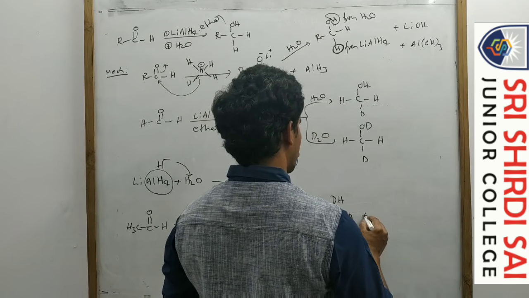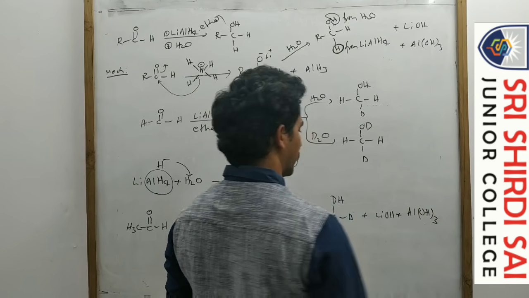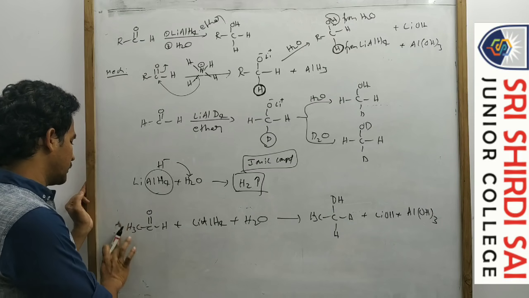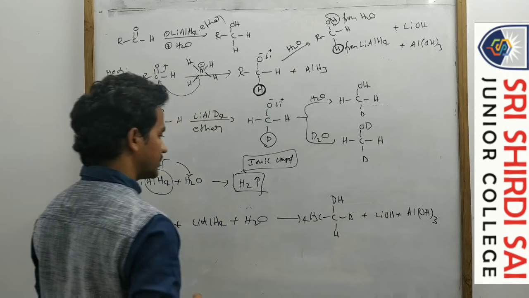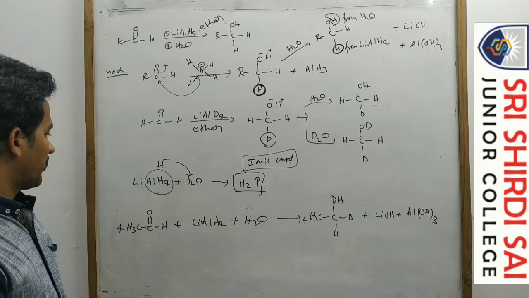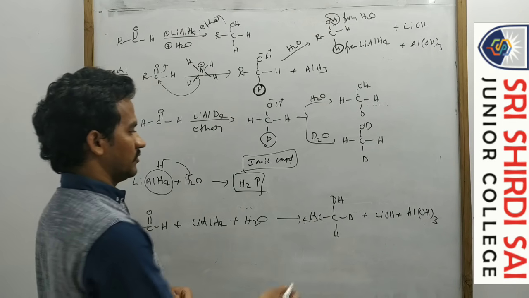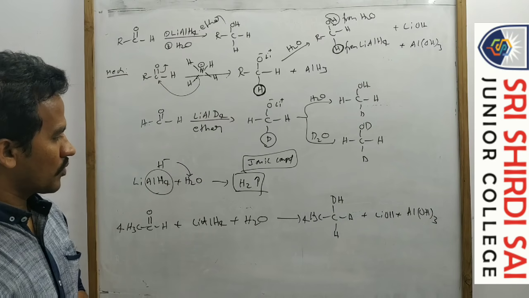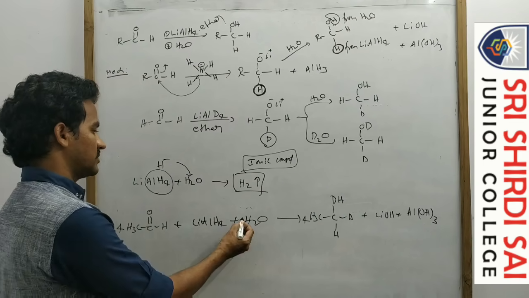Next, the side products are lithium hydroxide plus aluminum hydroxide. Actually here 4 moles, it is a balancing equation. Here 4 moles and here 4 moles. Now the number of oxygens: here 4 oxygens, here 3 oxygens, 7, and 8 oxygens. So already 4 oxygens are there, so 4 H2O.